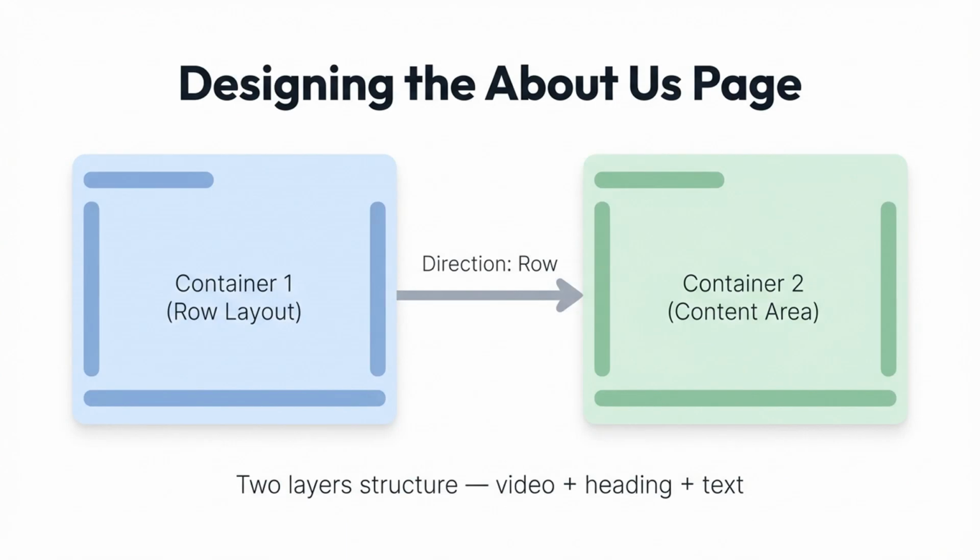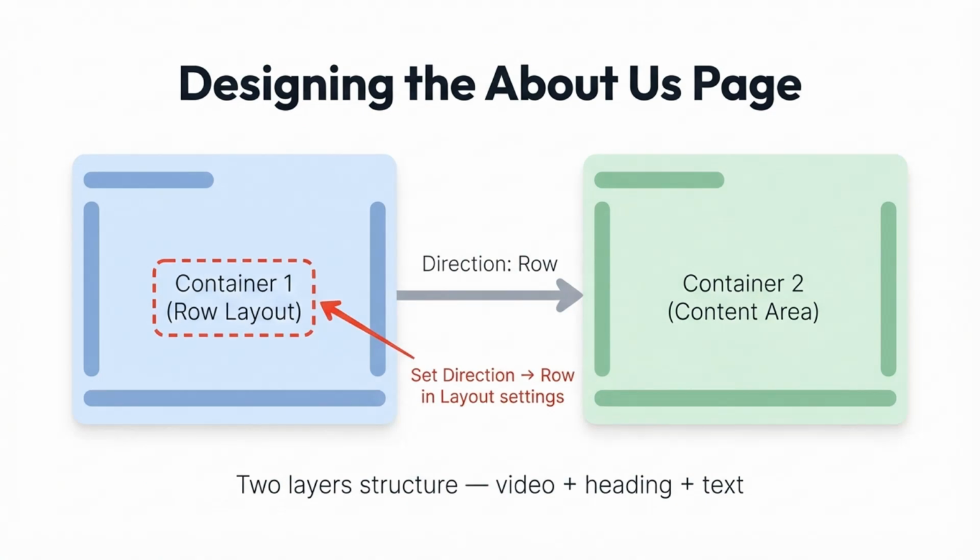Now let's move into designing the About Us page. The approach here uses a 2-layer structure, 2 separate containers. The first container is set to a row direction in the layout settings, and the second container holds the actual content. This gives a clean side-by-side arrangement that's commonly used in professional About pages. The key step in the first container is going into the Layout panel and changing the direction to row. This is what allows your video and text content to sit side by side rather than stacking vertically.